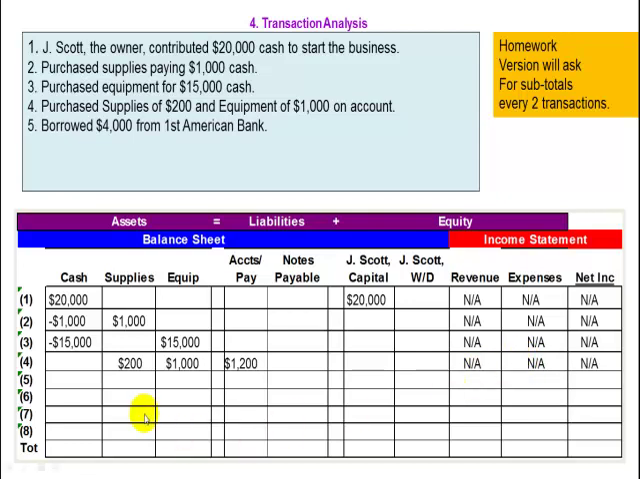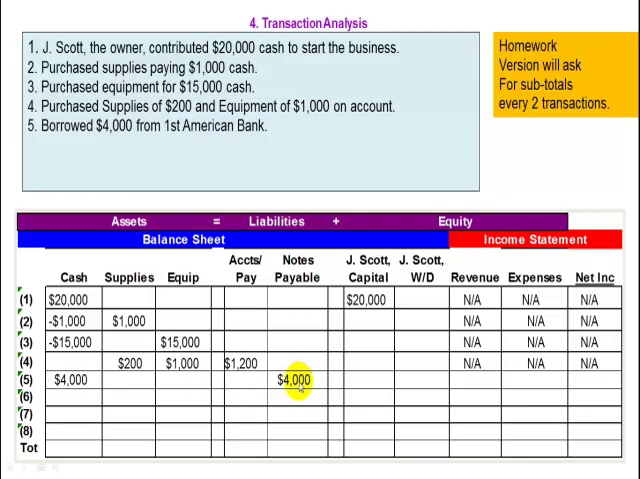So when you borrow money from the bank, cash goes up $4,000. And in this case, the bank wants interest, so we're going to say this is going to be an increase to notes payable. And so assets went up 4,000, liabilities went up 4,000, so both sides stayed in balance.